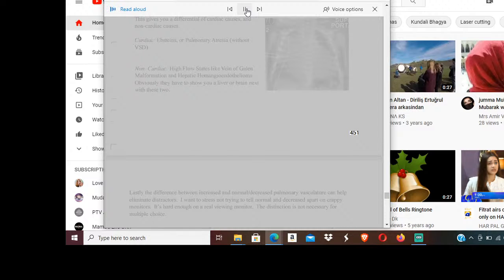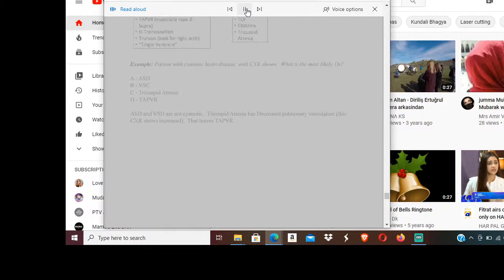451. Lastly, the difference between increased and normal/decreased pulmonary vasculature can help eliminate distractors. I want to stress not trying to tell normal and decreased apart on crappy monitors. It's hard enough on a real viewing monitor. The distinction is not necessary for multiple choice. Increased: TAPVR, especially type 3 supradiaphragmatic, D-TGA, truncus. Look for right arch, single ventricle.